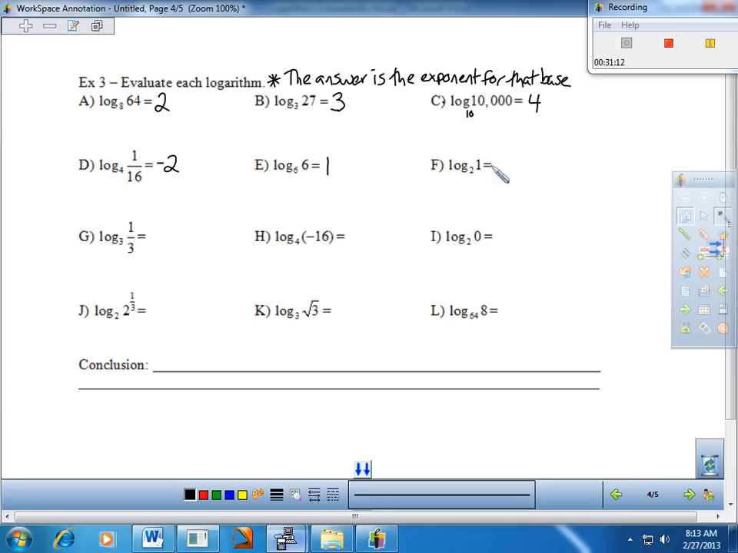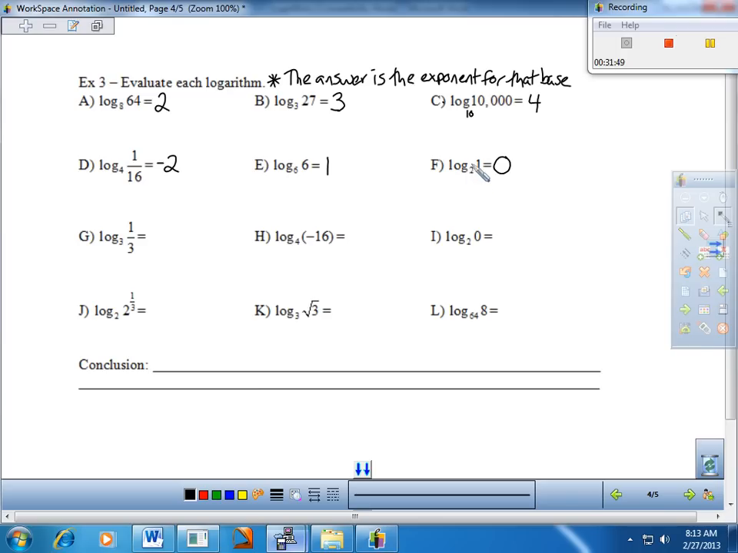2 raised to the what is going to be equal to 1? How do I get an answer of 1 using an exponent? What type of exponent is required? And this is what is called the zero exponent rule. Excellent. So 2 to the 0 is equal to 1.